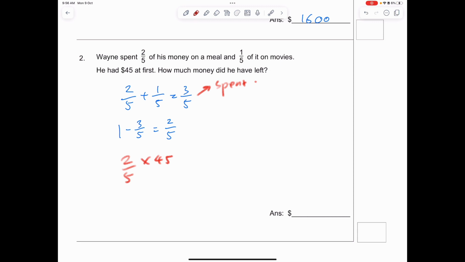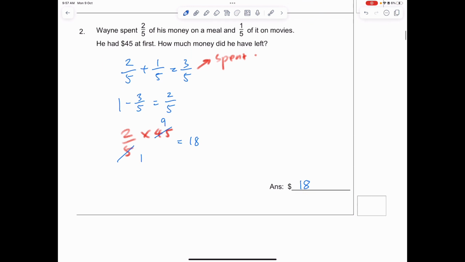Okay, simplify it, cancel. 5 divided by 5 is 1. 45 divided by 5 is 9. So your answer would be 18. So $18. Okay, next.